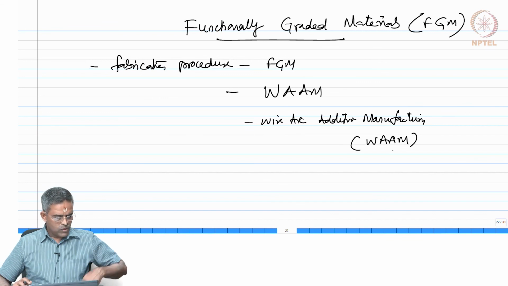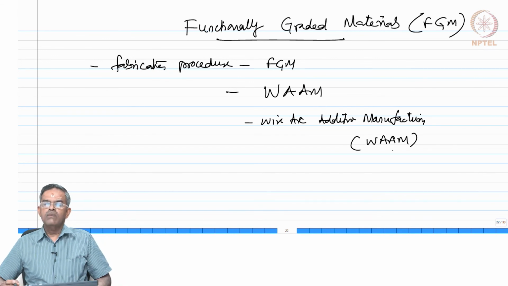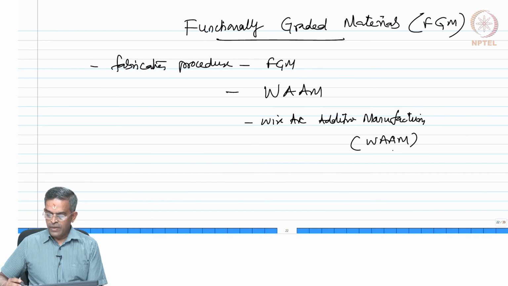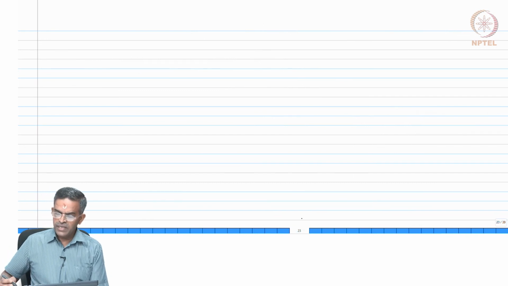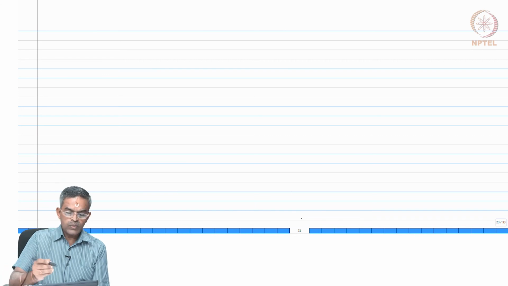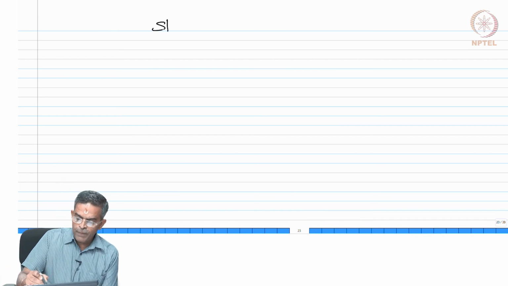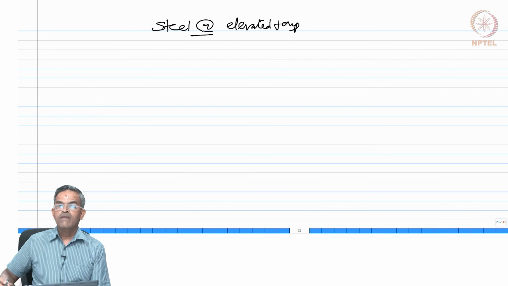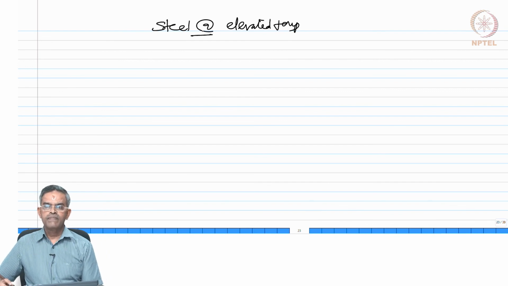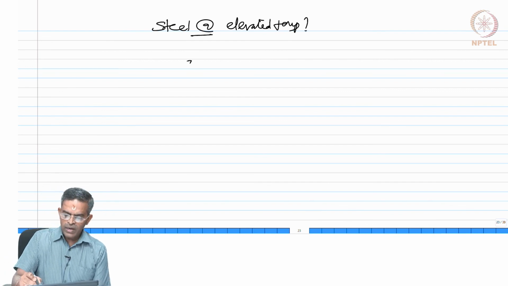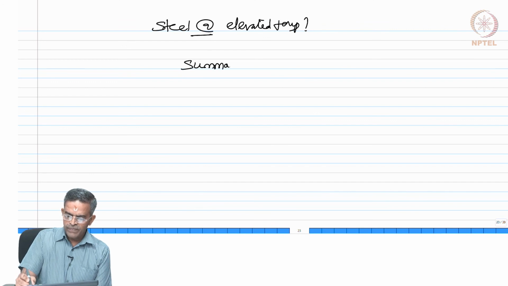Okay. So, WAM is one important manufacturing method which is very useful in manufacturing FGM. We will talk about WAM in much more detail later. Let us quickly go through the specific properties of steel at elevated temperatures. Okay. We will pay attention to this in the next lecture. But now we will quickly write the summary of this lecture.